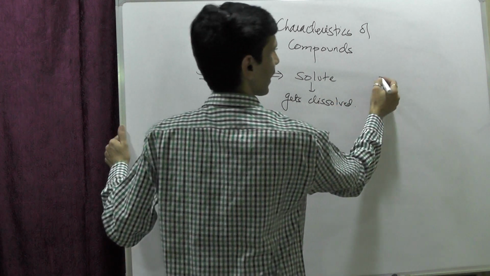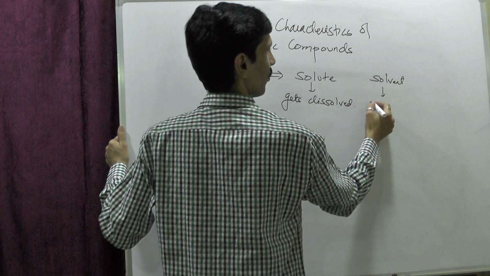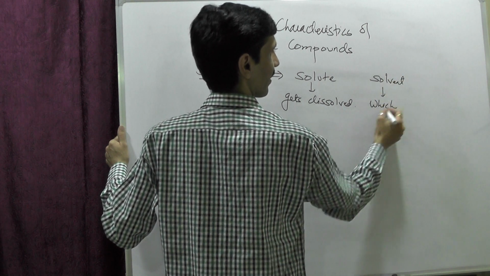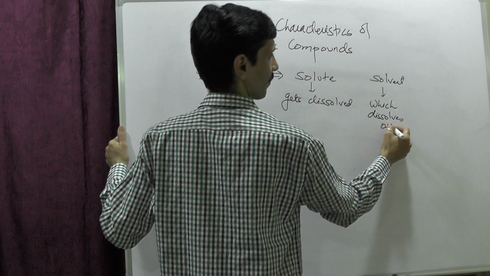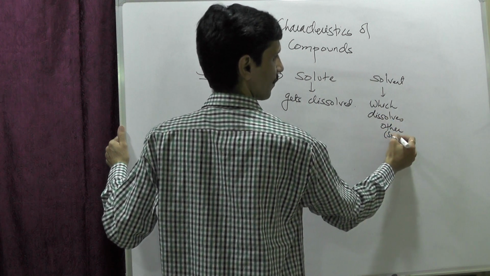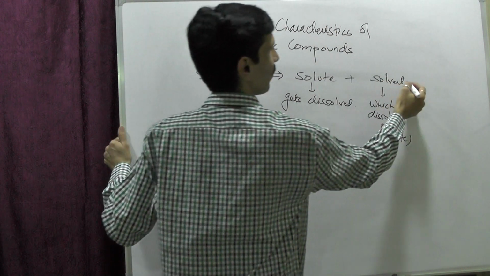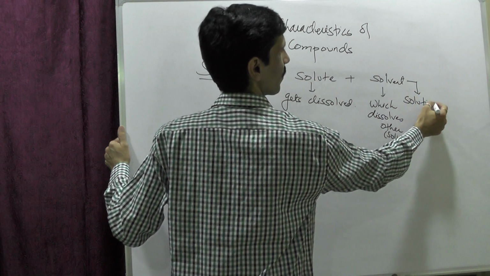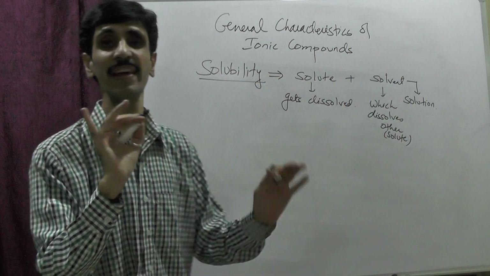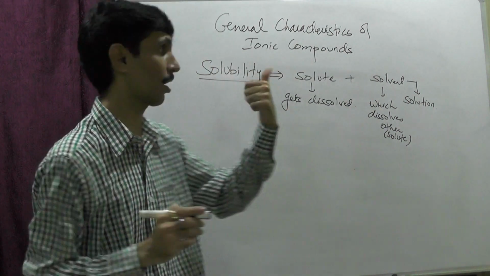Okay, फिर आता है क्या? Solvent, which dissolves others. Others मतलब कौन? Solute. और दोनों का मिलन होता है तो what we get is a solution. Okay, so these are some basic terms which we need to come to understanding when we talk about what? Solubility.